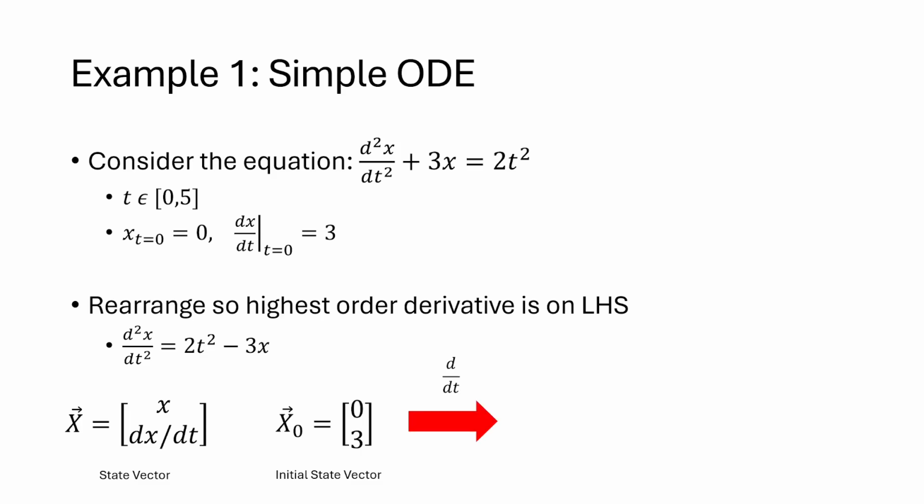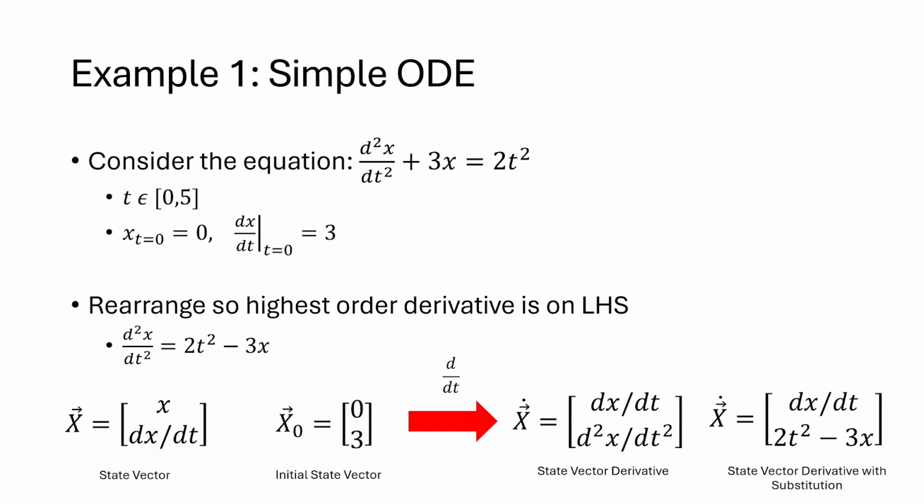Now let's take the time derivative of our state vector, and we get dx dt and d squared x by dt squared. We'll notice that dx dt is in our original state vector, which is going to be important for later. And we have an equation for d squared x by dt squared, which we calculated on the line above. If we substitute that in, we get dx dt still on the top, and then 2t squared minus 3x on the bottom.